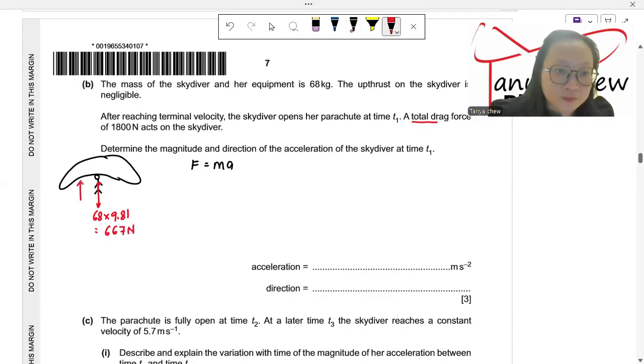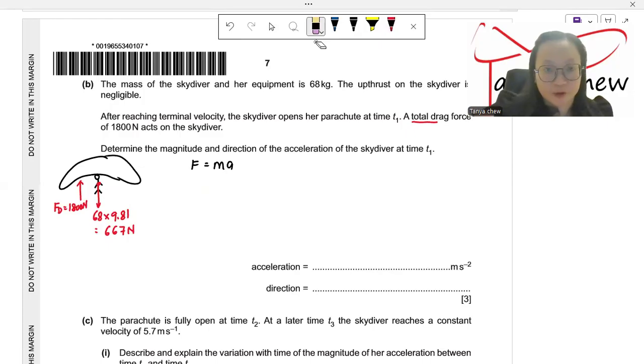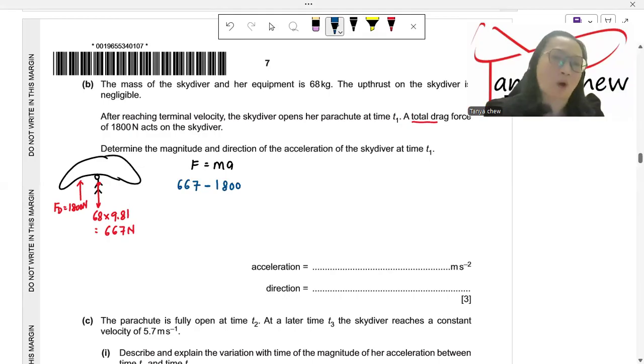And at the same time, there's a drag force that is acting. Drag force is a force that opposes the motion of the skydiver. FD, I just put it as 1,800. Therefore, the resultant force will be 1800. Or if you want to look at the direction, the skydiver is going downwards, so I put the downward force as positive. The upward force, because it is a drag force opposing the motion of the skydiver, I put as negative. Therefore, I take 667 minus 1800 because I'm considering downwards as positive.